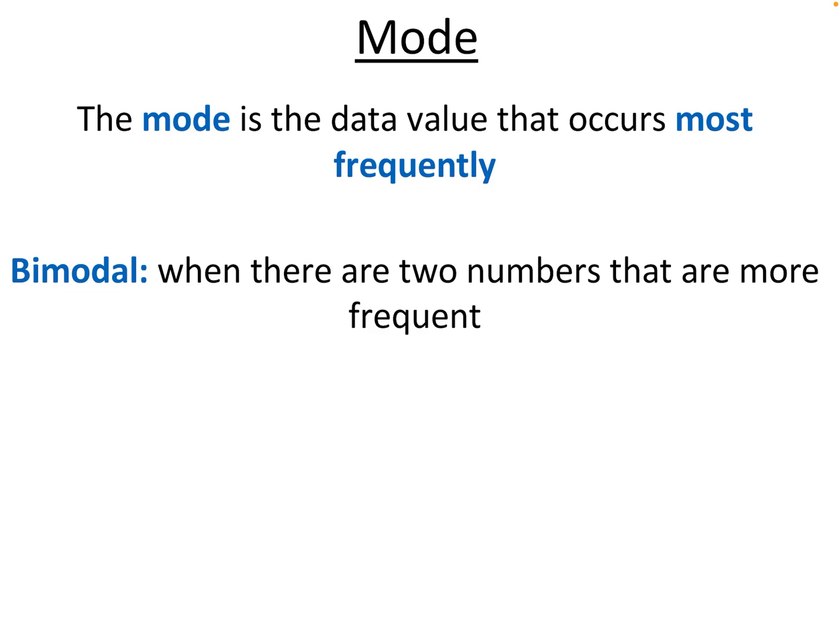So first of all, mode. What is the mode? The mode is the data value that occurs the most frequently. Something that comes up the most common, as it were. And then we've got bimodal when there are 2 numbers that are more frequent, so more than 1.